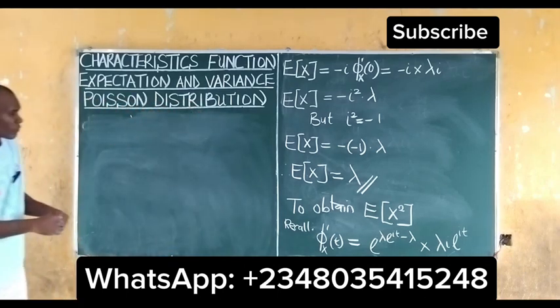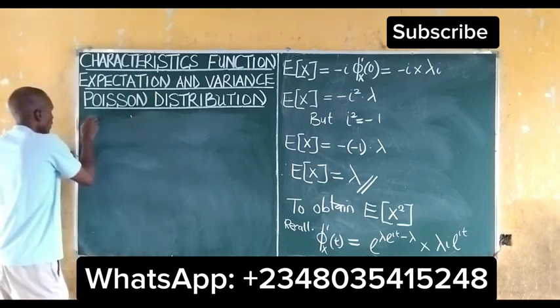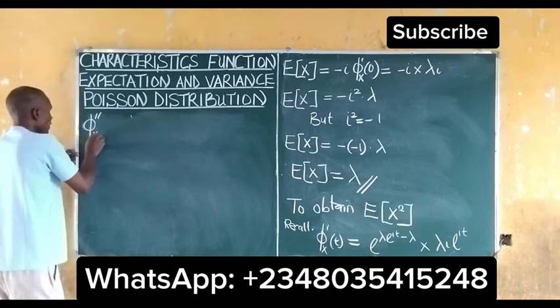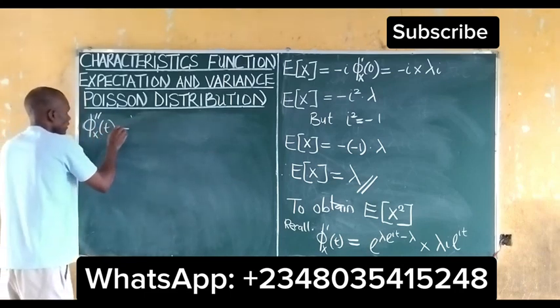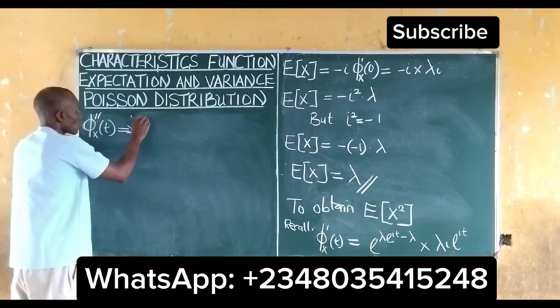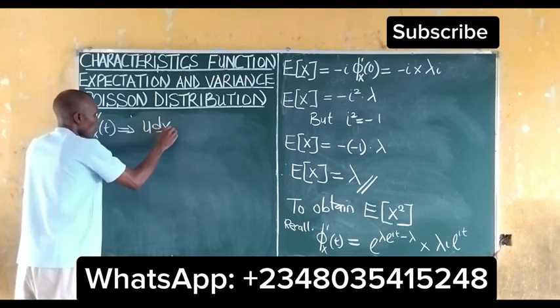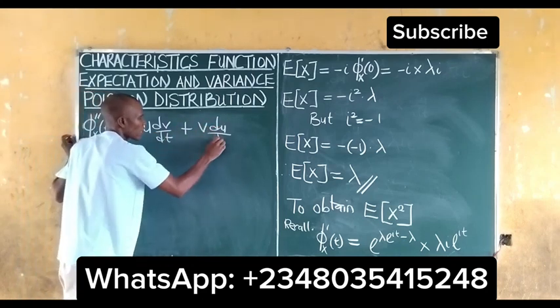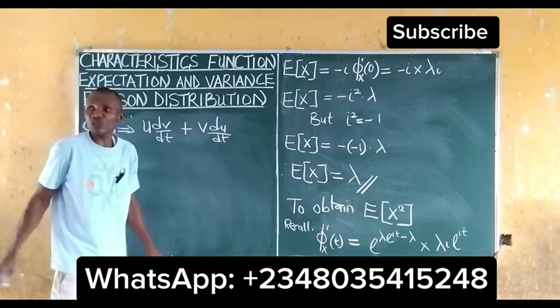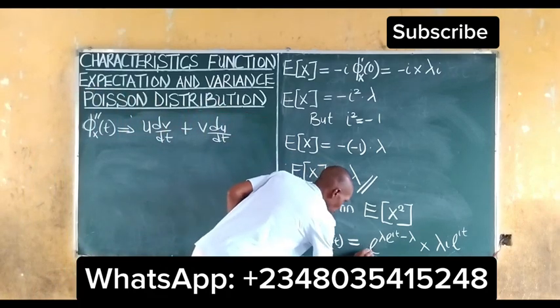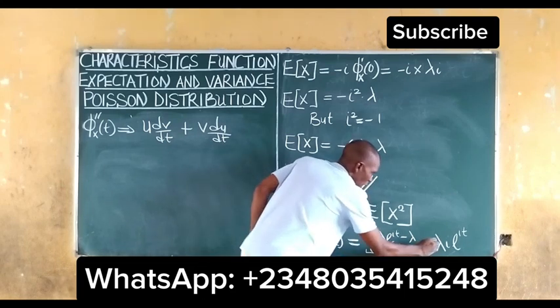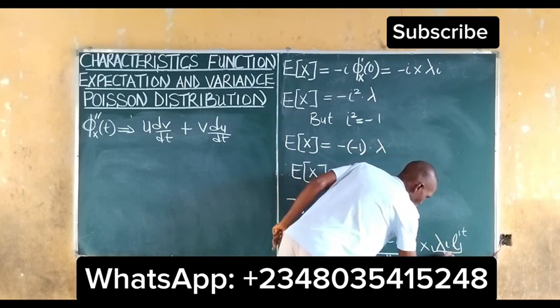Now, to obtain our expected value of x, we find the second derivative, which implies that we have u dv over dt plus v du over dt, because we'll be differentiating with respect to t. Now, the whole of this function becomes our u, while the whole of this function becomes our v.